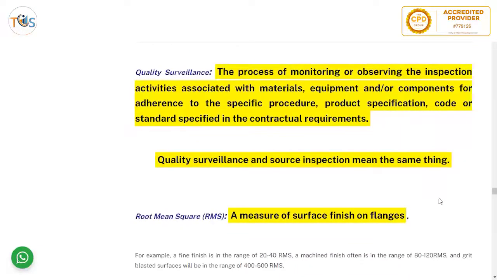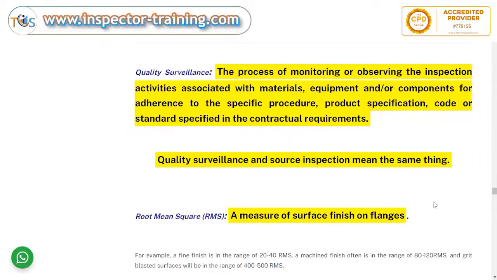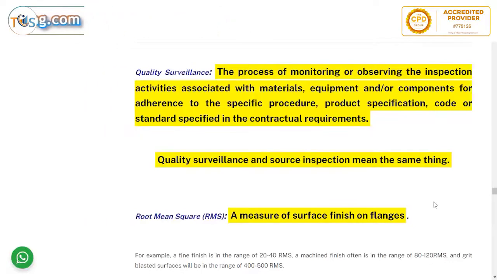Quality surveillance is what a source inspector should do. It's a process of monitoring and observing the inspection activities to ensure that they comply with the procedure. Quality surveillance and source inspection mean the same thing.